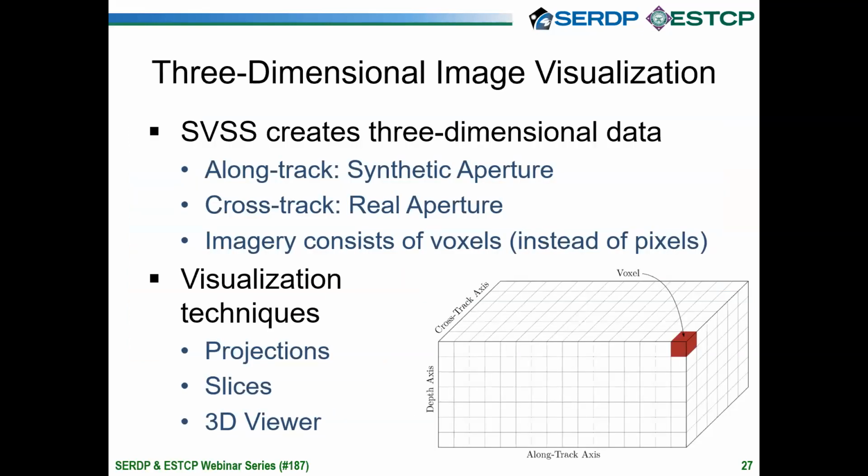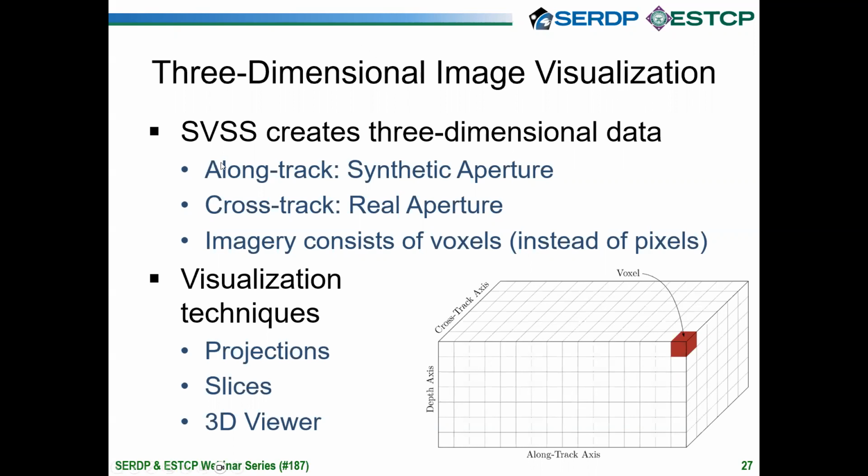So the imagery that we generate, I've already mentioned that it's three-dimensional imagery. Unlike a photo you might take with your digital camera, which is a 2D representation of pixels, here we have a three-dimensional representation. You can almost think of it as multiple layers of pictures going in depth. And since they're volumetric in nature, we refer to the individual elements as voxels.